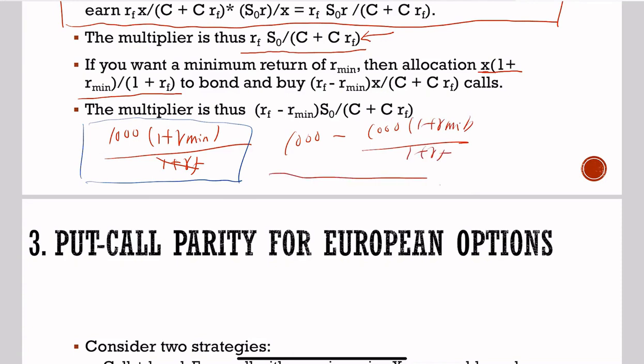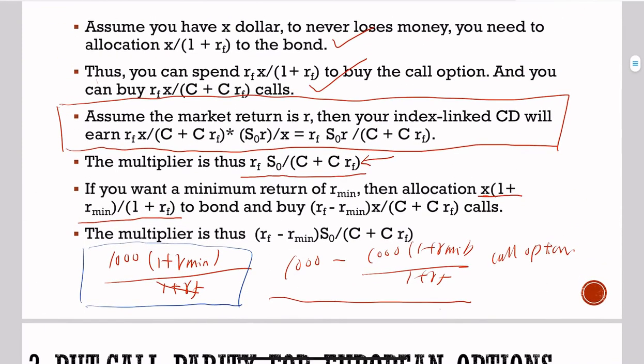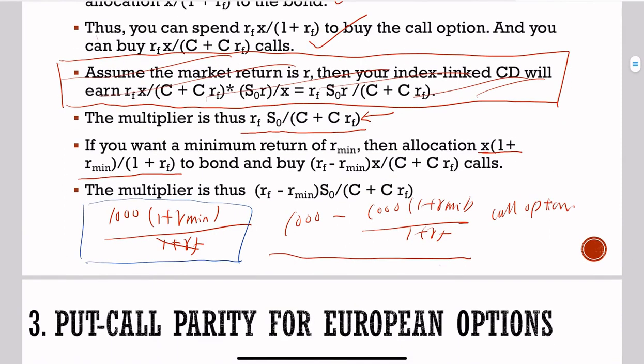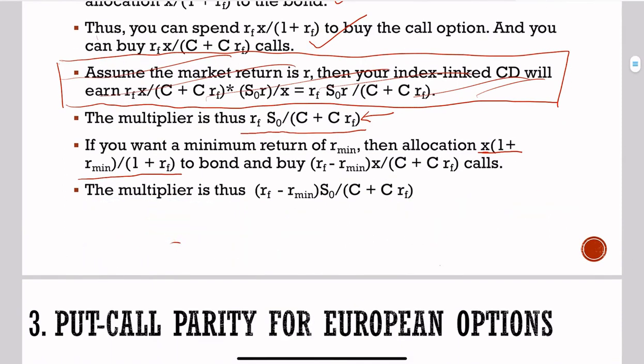You would apply or allocate this amount into your call option, right? So you will allocate this amount into the call option. And then you would basically repeat this step here, and you will find out the multiplier is given by this formula, right?